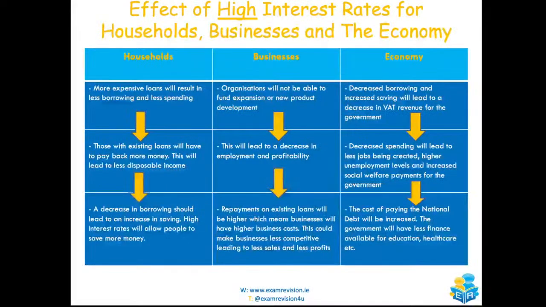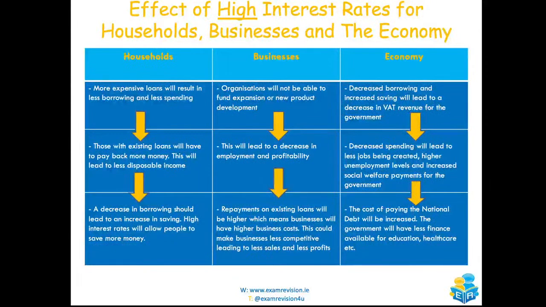So if interest rates are high, this means that the loans are going to be more expensive, and more expensive loans will result in less borrowing and less spending, okay? Because if it's going to cost you more to take out that loan, that would discourage you to take out that loan in the first place. So that means that there'll be less spending and less borrowing happening by people in households.